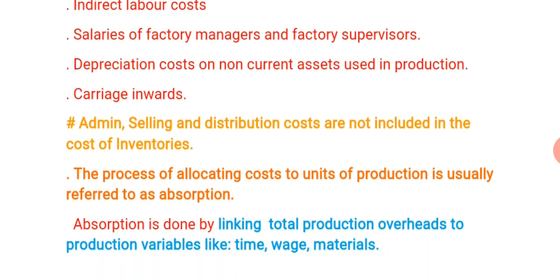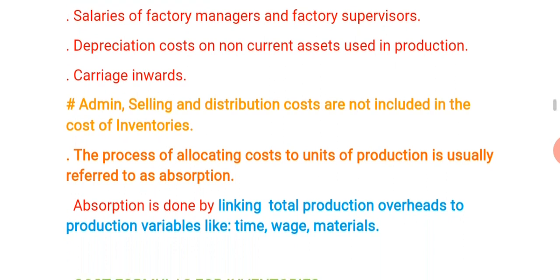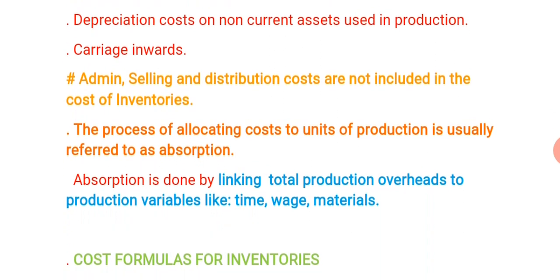Then it says the process of allocating cost to units of production is usually referred to as absorption. Now that will be treated later, but the term should be noted. Absorption is done by linking total production overheads to production variables like time, wage, material. What it is basically trying to say is to divide the overheads by these factors to get the cost per factor. That's in simple explanation.